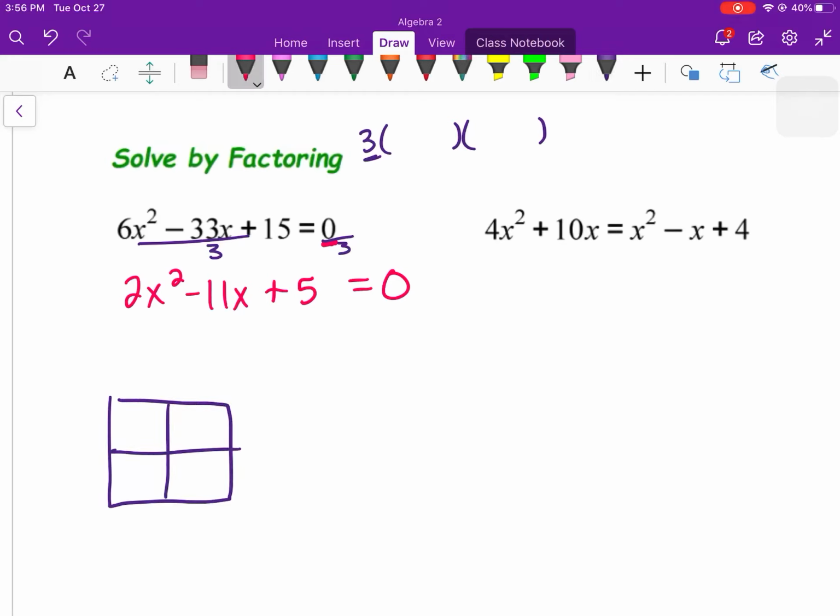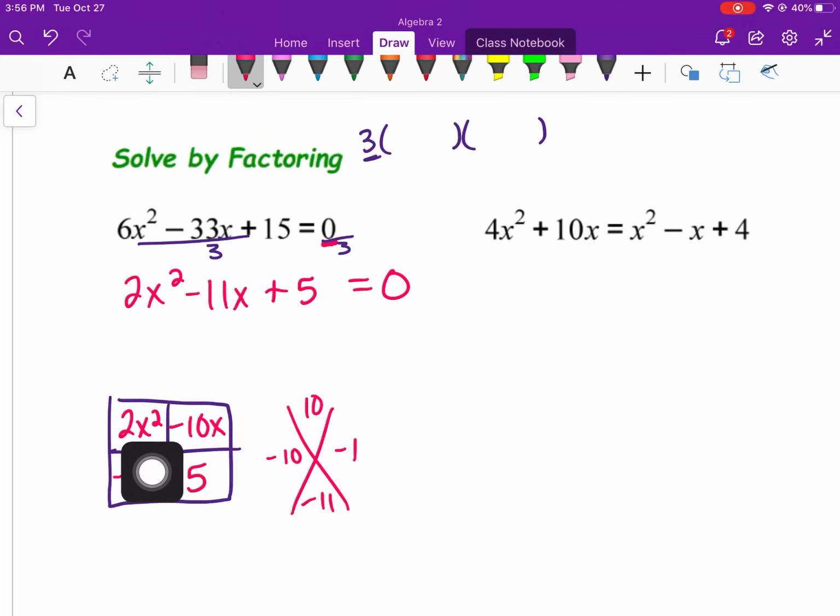Then this one, either it's guess and check now or use the box. So we got 2x squared and positive 5. And 2 times 5 is 10, but it needs to add up to negative 11. So if it's positive but adds up to a negative, both your factors have to be negative. And then using 10 to make 11 would be 10 and 1. So negative 10x and negative 1x.